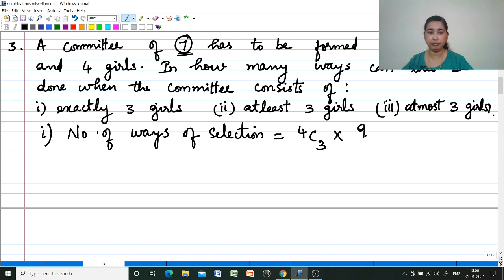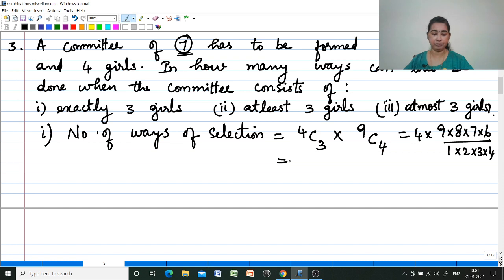So from 9 boys we have to take the remaining 4, that is 9C4, and 9C4 into 4C3 is the same as 4 into 9C4, which is 9 into 8 into 7 into 6 divided by 1 into 2 into 3, into 4. Simplifying that, we are getting 504.